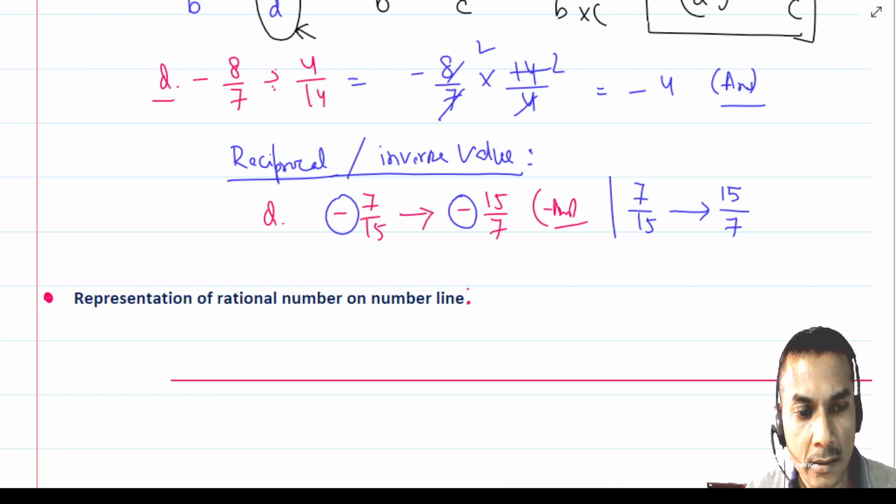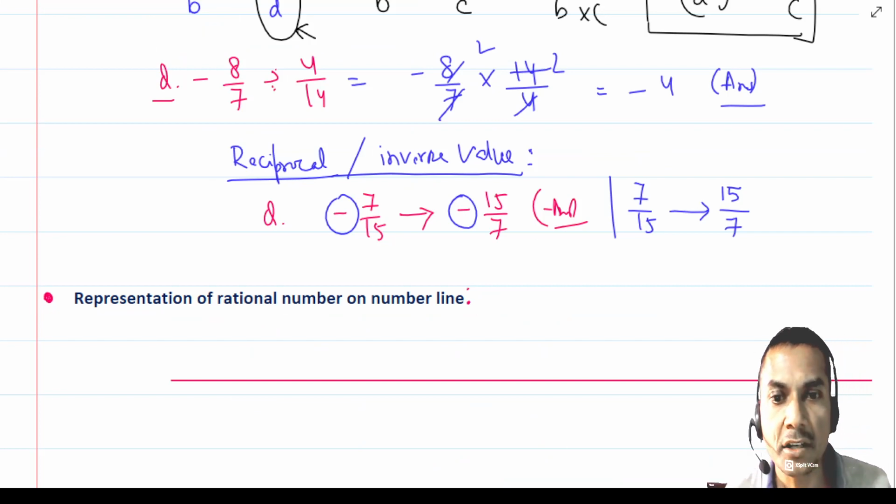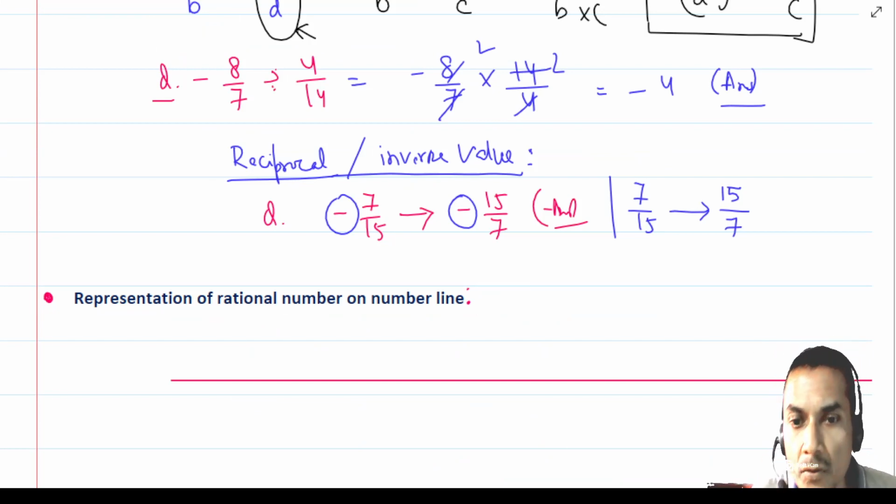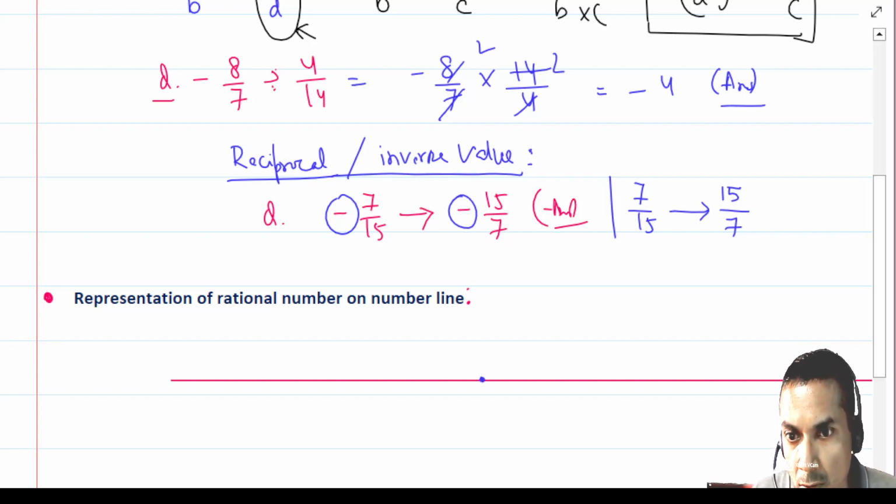Now we learn the representation of the rational number on the number line. First of all, we should know how the number line is used for natural numbers or whole numbers. So suppose it is 0, then the other values are represented like this. This direction is positive and the left side is negative. Clear?